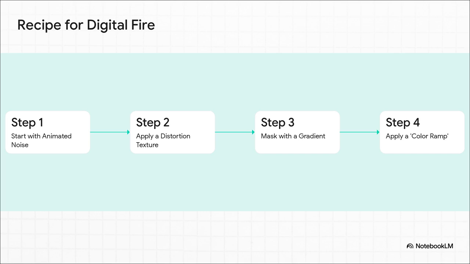Creating this fire effect is kind of like following a recipe, and here are the four main ingredients. First, you start with our Perlin noise, but you animate it so it scrolls up. Then you distort it to make it wobble. After that, you use a simple gradient to cut it into a flame shape. And for the grand finale, you apply something called a color ramp to give it that cool, stylized look.